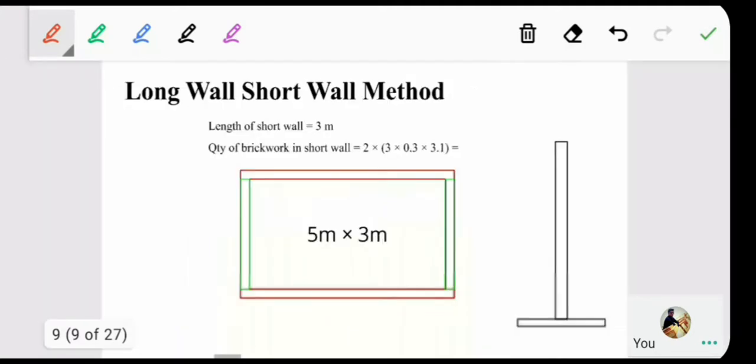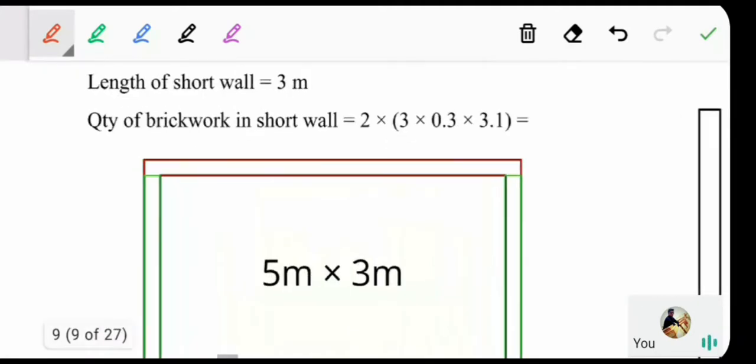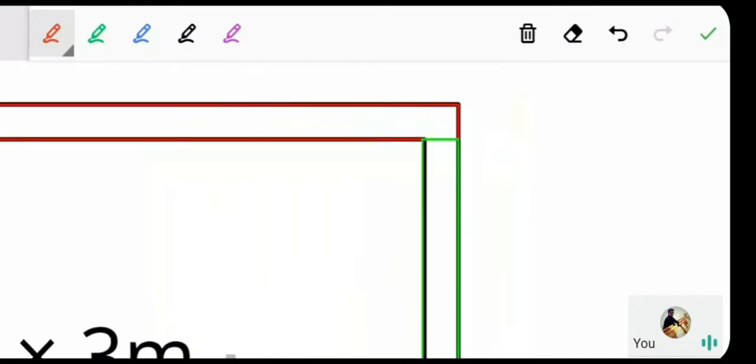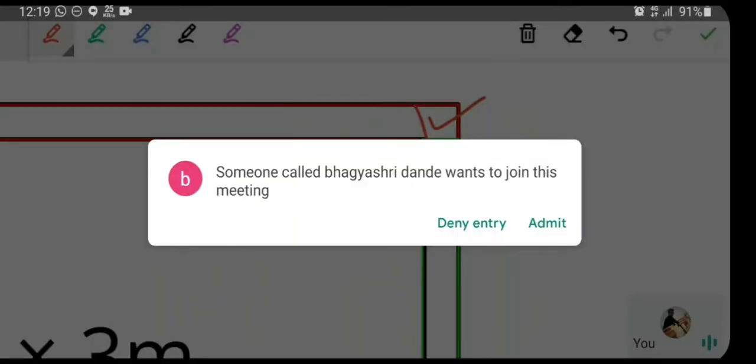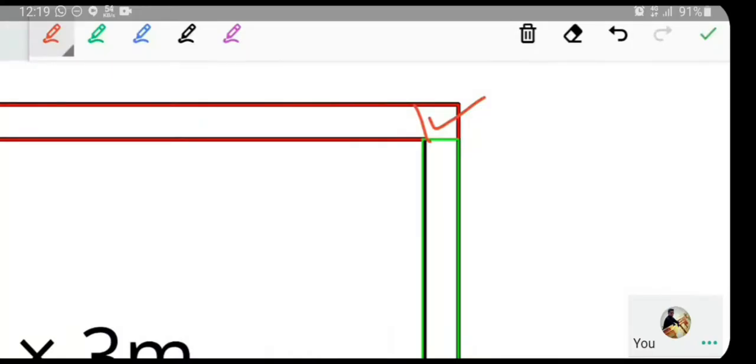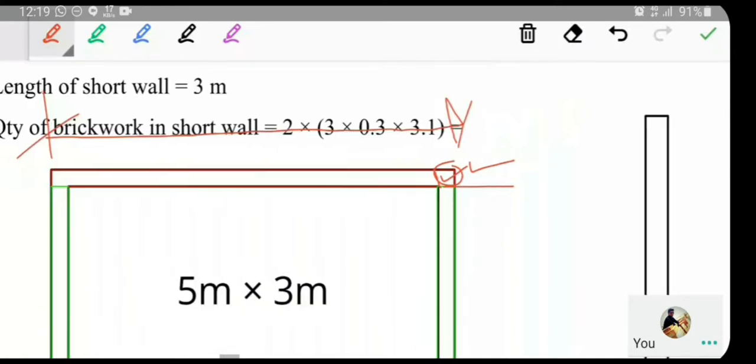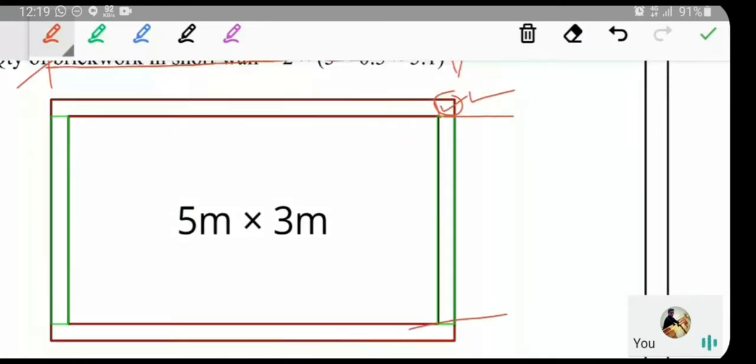Now the length of the short wall. In case of the long wall, we are considering the length out to out. But this section is already calculated in the long wall, therefore we are going to calculate the length of the short wall as in to in, because this particular section has been already taken in the long wall calculation. So the in to in length of this particular short wall will be 3 meter.